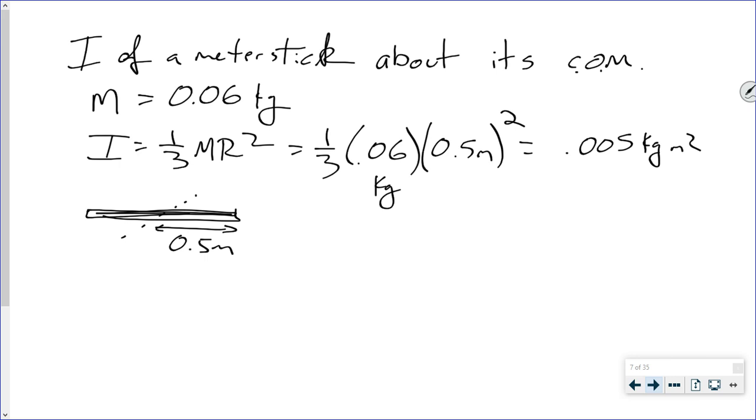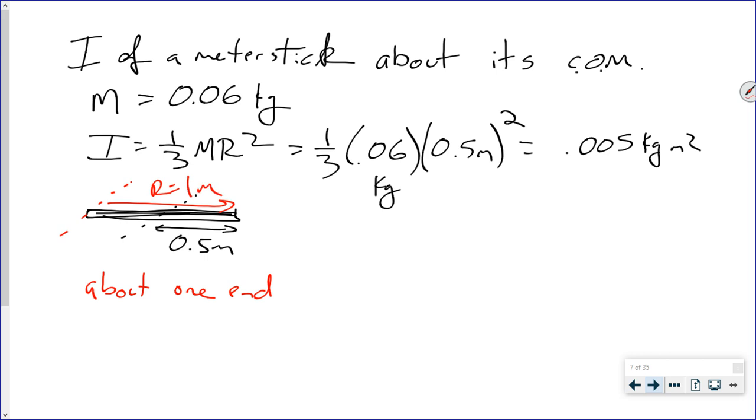Okay. Now, what if we wanted to do it about one end? Well, then my mass is farther out, so I should have more rotational inertia, right? So now my r is 1 meter. Okay.